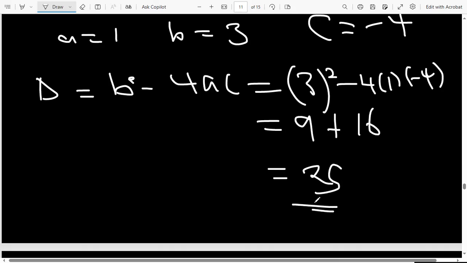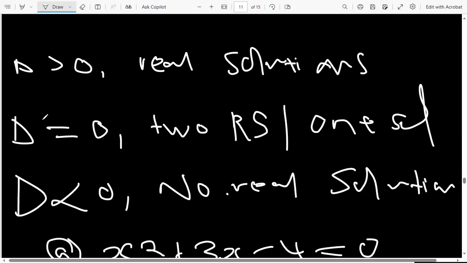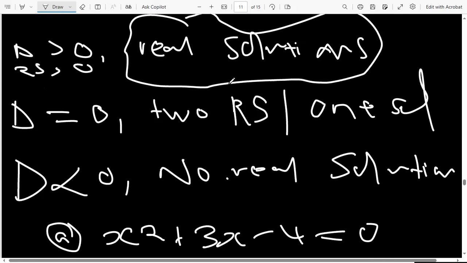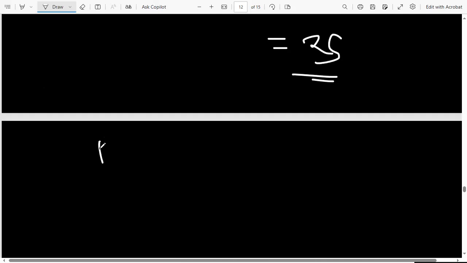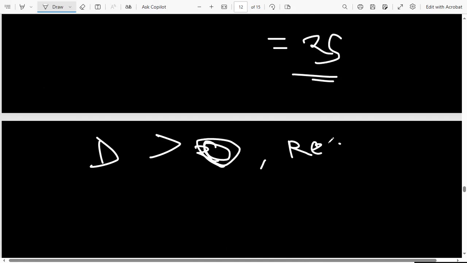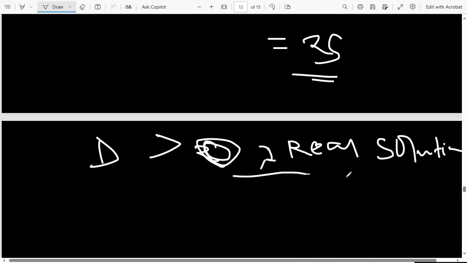So where can we fit this 25 as the value of the discriminant in here? We see that 25 will be greater than 0. So it means the nature of the solutions there will be real solutions. Since D is greater than 0, the nature of the solutions will have real solutions, so you can say 2 real solutions.